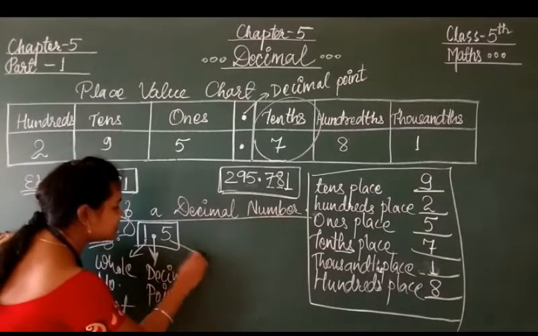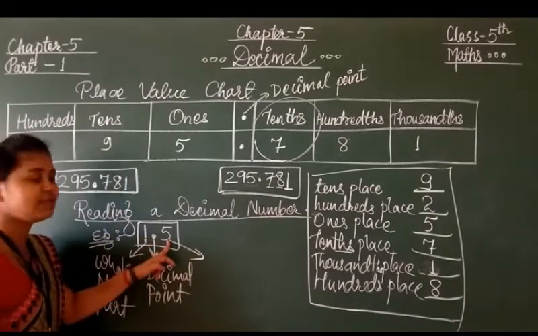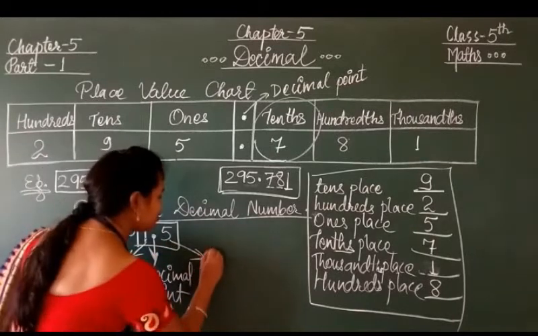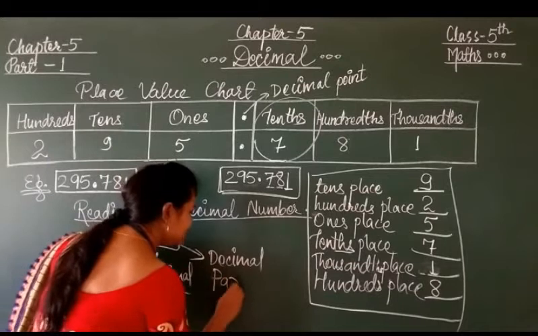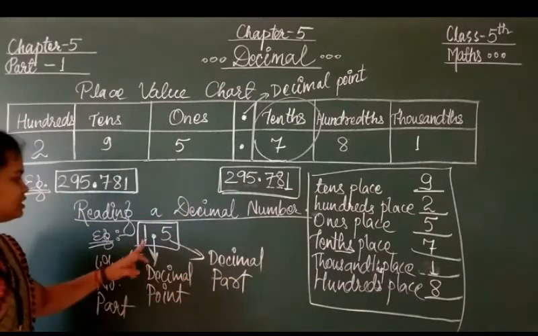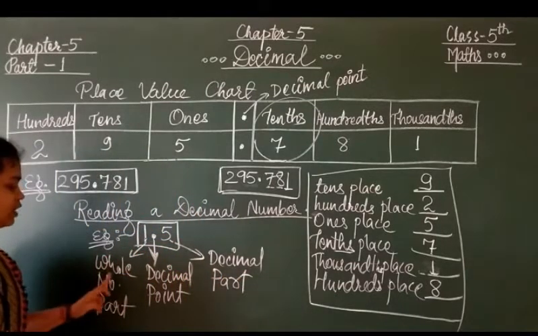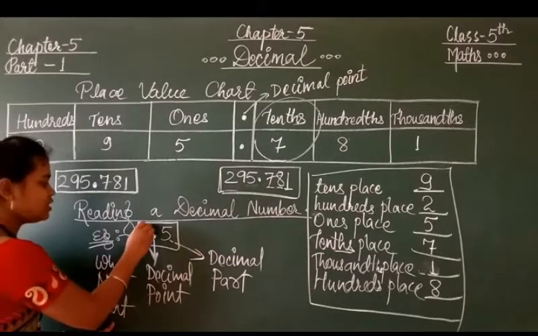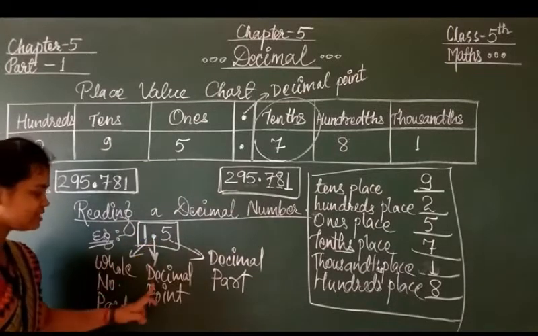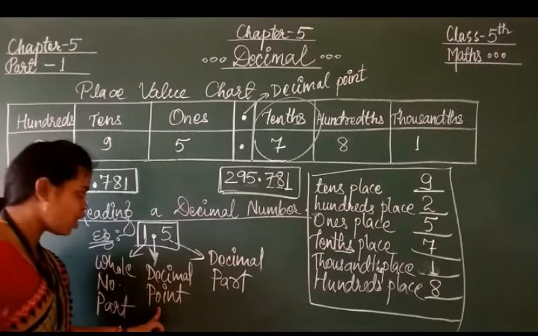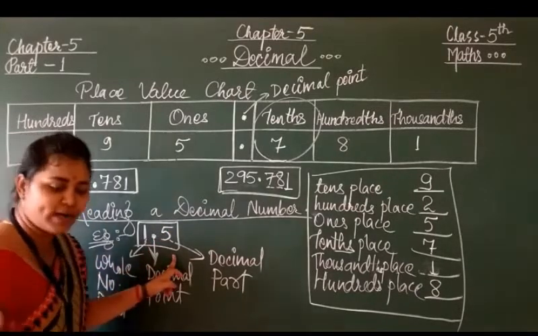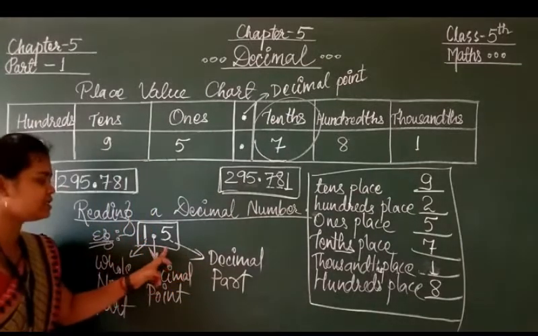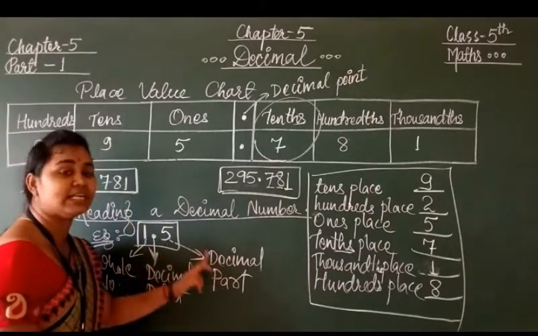And the last one, this is 5. After decimal, the number is present. So this is called the decimal part. Okay, decimal part. So 1.5. 1 is the whole number part. Second, the decimal is there. This is called decimal point. And third, after the point 5 is there. After decimal point it is there. So that's why it is called the decimal part.